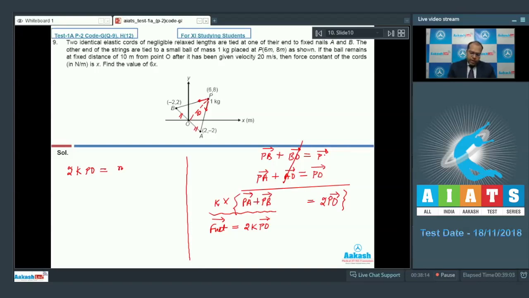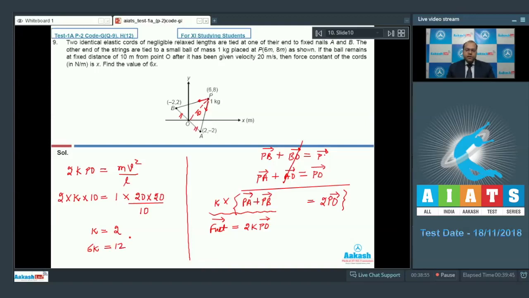So it is equal to m into v square by L. If I substitute the data, 2 into k into P0, that is 10, is equal to mass, that is 1, into velocity, that is 20 into 20, divided by length, again it is 10. If I solve this, the value of k comes out to be 2. So from here we can say that the value of 6k is equal to 12. So the correct answer for question number 9 is 12.